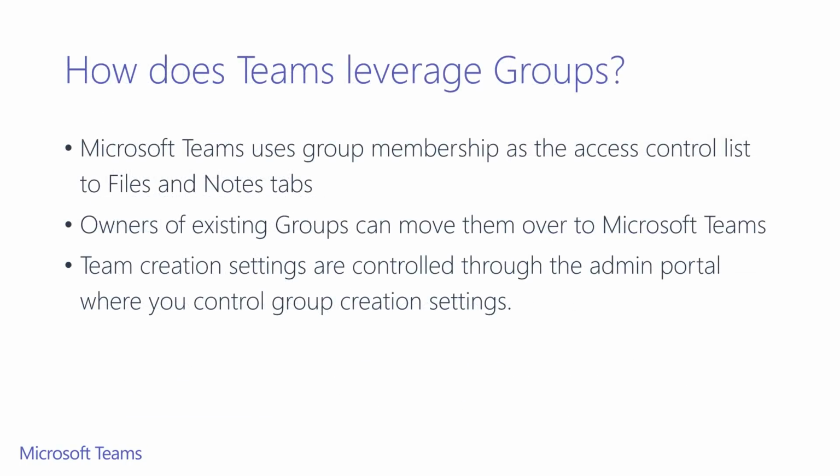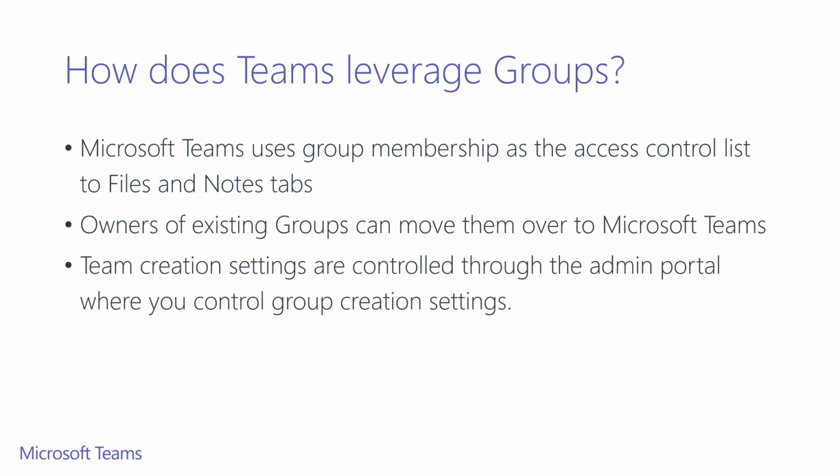So how does Teams leverage Office 365 groups? Well, as we know, groups provide a membership service. Microsoft Teams will utilize that membership service as the access control list to the Files and Notes tab. The Files tab being a connection to SharePoint, the online document library that's provisioned at the time that we create the team. Owners of existing groups that have been created prior to the introduction of Microsoft Teams can add the Teams functionality to the underlying Office 365 group.